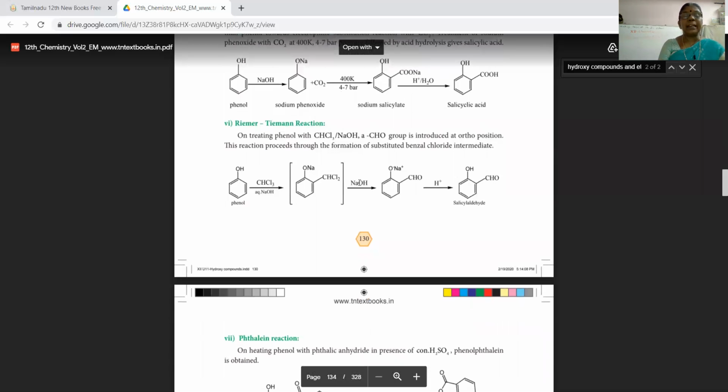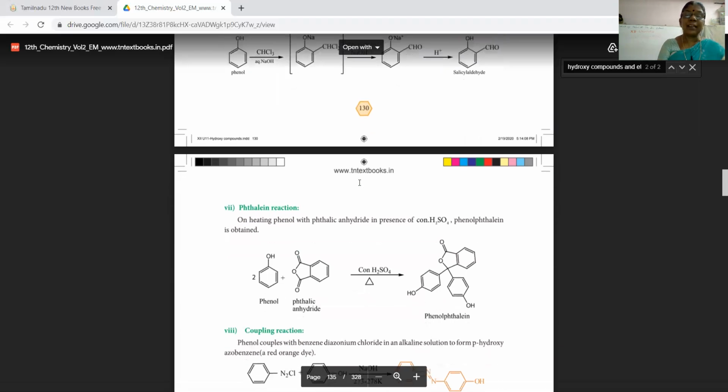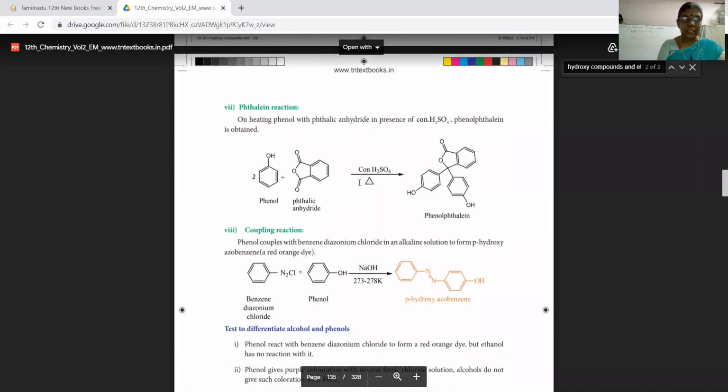Next is the Reimer-Tiemann reaction. This is also one of the important reactions. On treatment of phenol with chloroform and sodium hydroxide, an aldehyde group is introduced in the ortho position. This reaction proceeds through the formation of a substituted benzyl chloride as an intermediate. This is CHCl3 with NaOH. If it is added, you will get the CHO group in the ortho position, that is called salicylaldehyde.